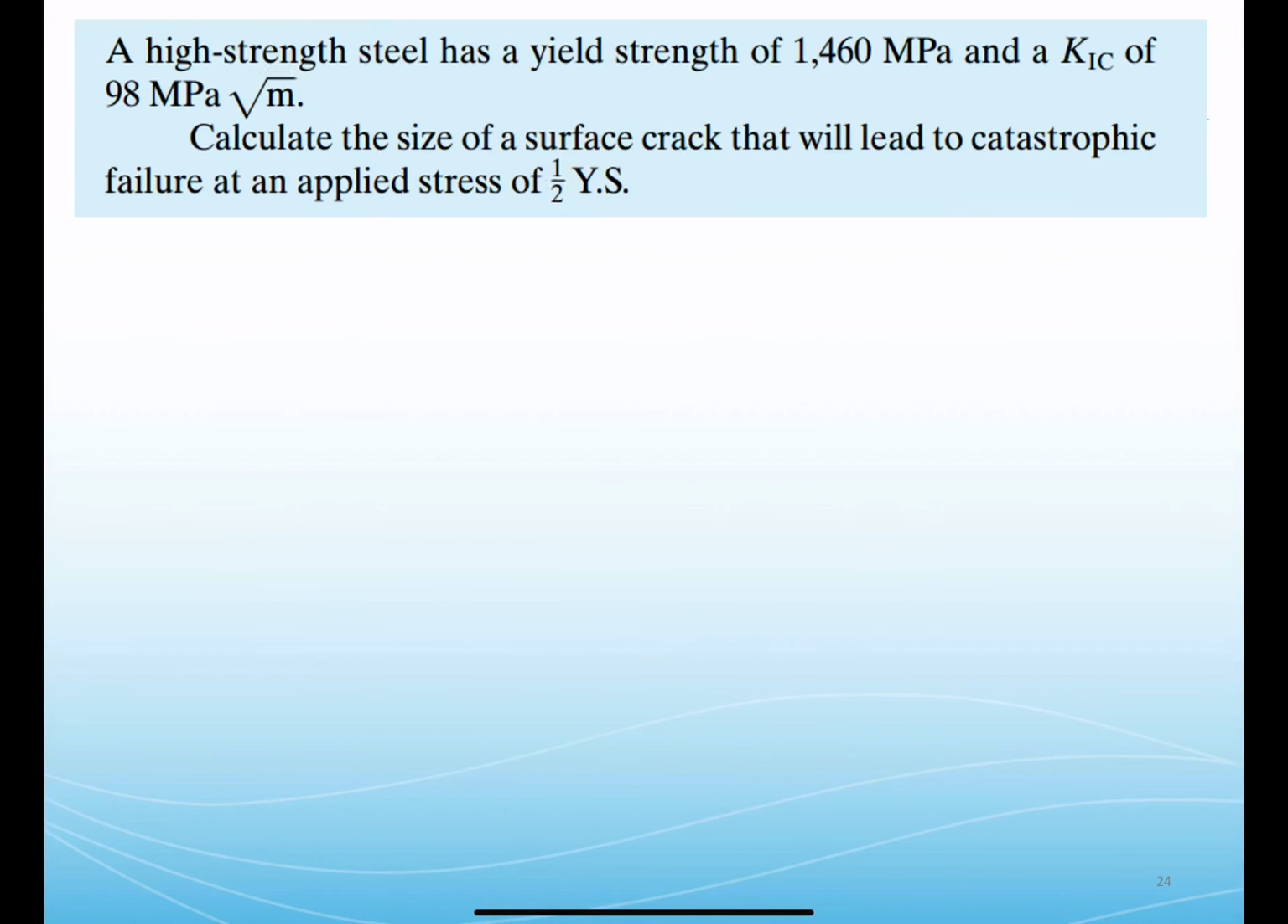Okay, so let's take a look at a final example, and we'll call it a day. So here we have a high-strength steel, which has a yield strength of 1460 megapascals and a K1C of 98 megapascal root meter. We're asked to calculate the size of a surface crack that will lead to catastrophic failure at an applied stress of half of this yield strength. Okay, so take a minute again to develop an approach to this question and attempt the question. And when you've got an answer, resume the video and we'll see what you got.